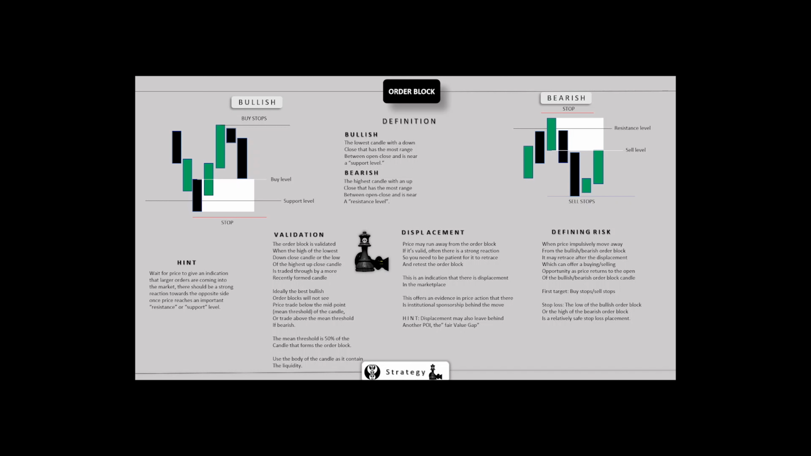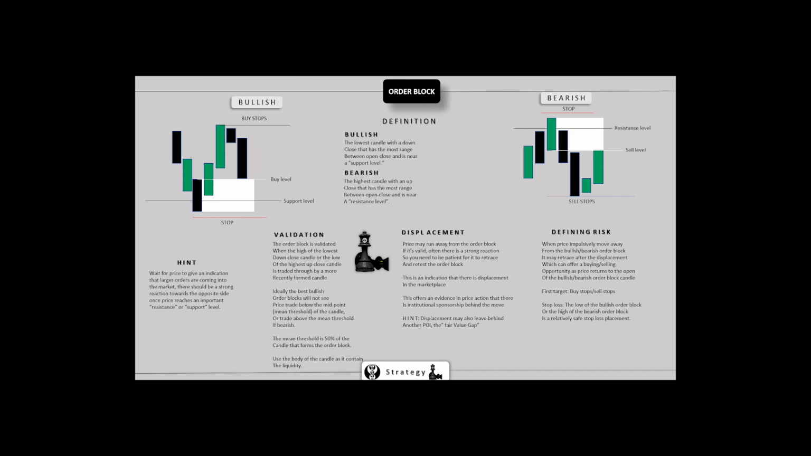And what validates that? The order block is validated when the high of the lowest down close candle, or the low of the highest up close candle, is traded through by a more recently formed candle. Ideally, the best bullish order blocks will not see price trade below the midpoint, or the mean threshold, of the candle, or trade above the mean threshold if bearish.